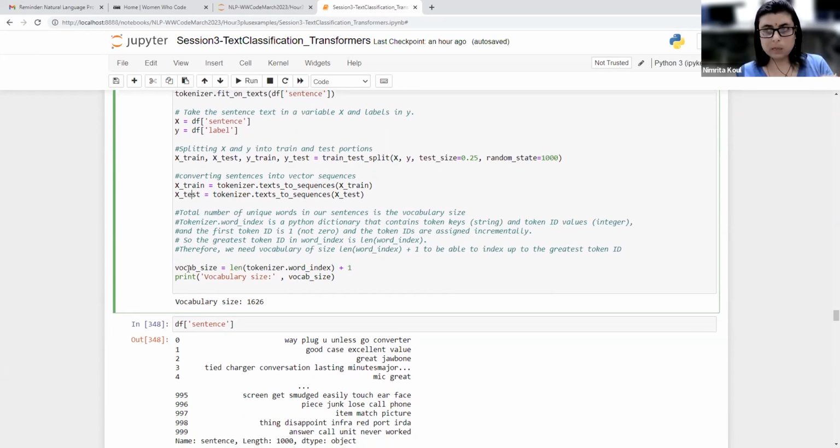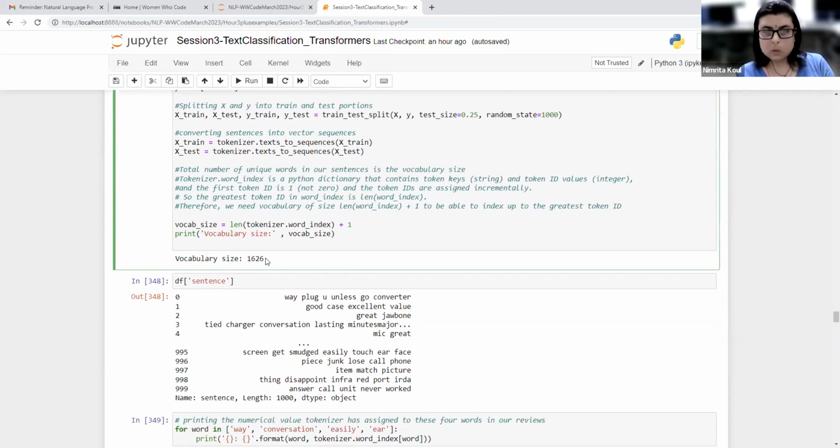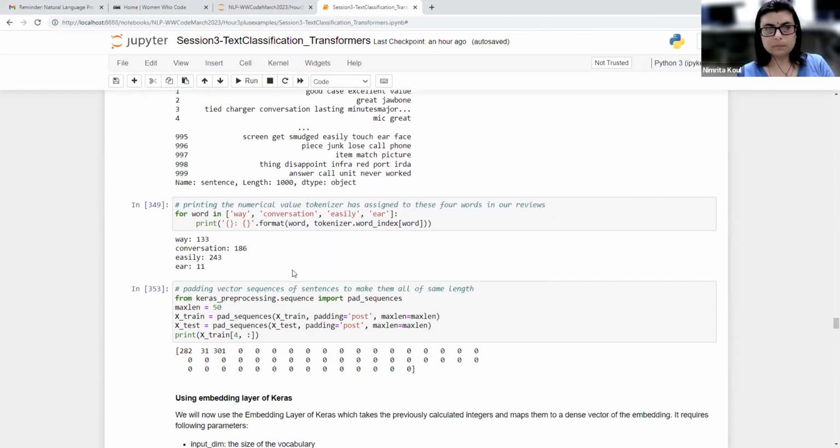Once this fitting is done, we can see the size of vocabulary. The vocabulary means how many unique words are there in your text. In this case, this is given by the tokenizer's word index attribute. We add 1 because this tokenizer dictionary starts indexing the values at 1, so overall length needs to be added 1 to find the overall size of vocabulary. So in this text file, we have 1626 unique words.